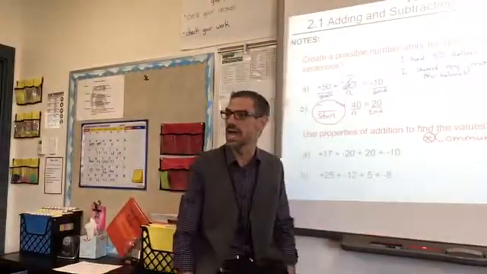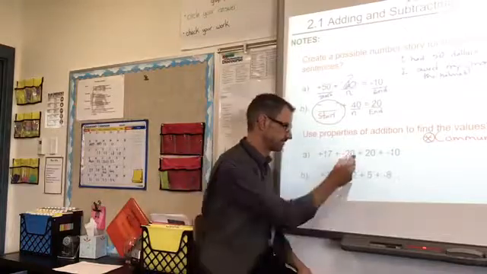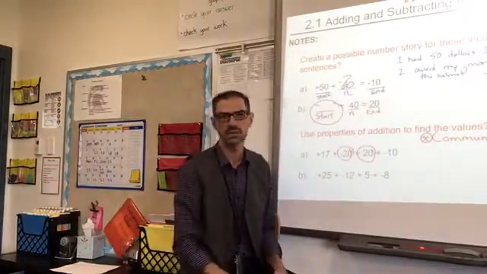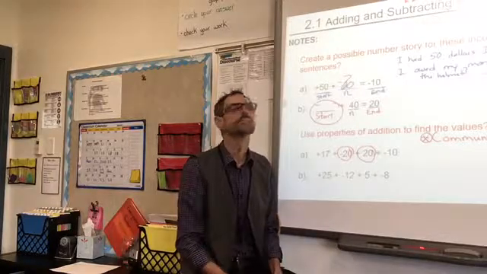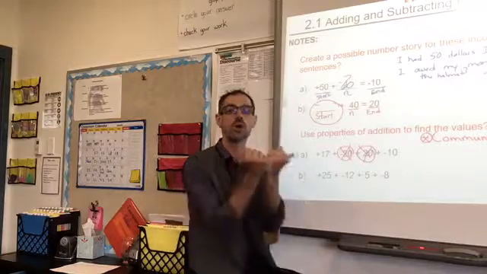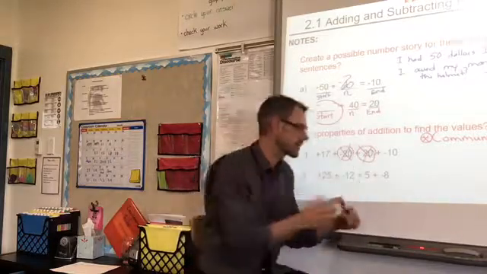So because of that, I can start adding at any point. I'm going to pick these two. Why did I pick negative 20 and 20? Opposites. So they equal 0. Opposites equal 0, so I get rid of them.